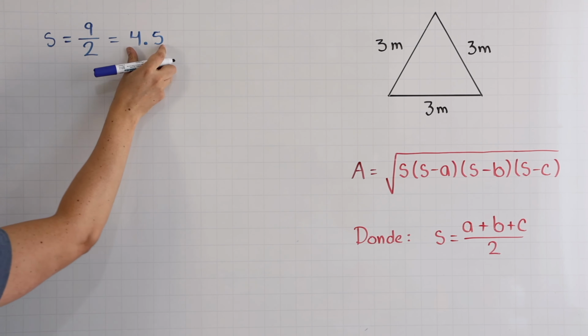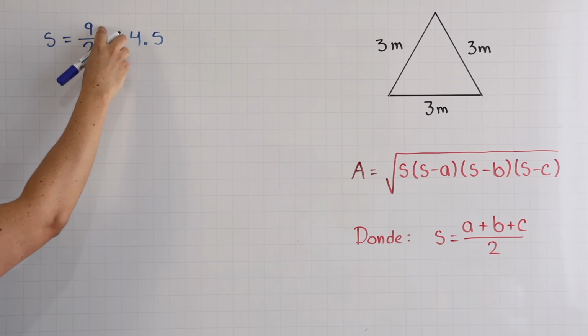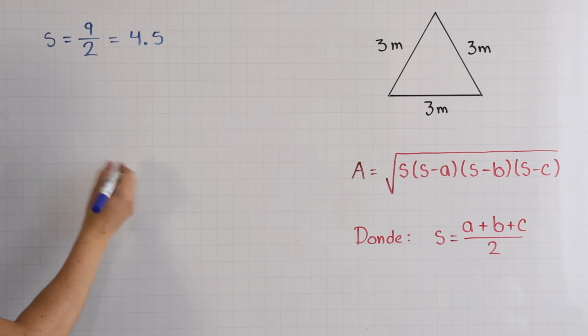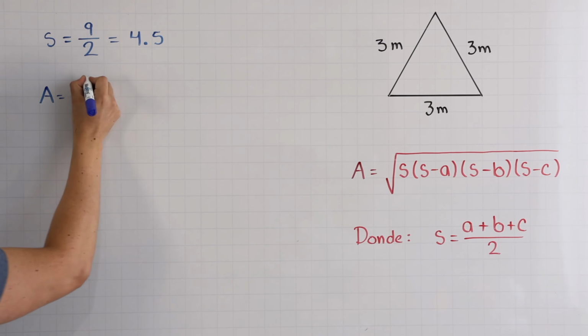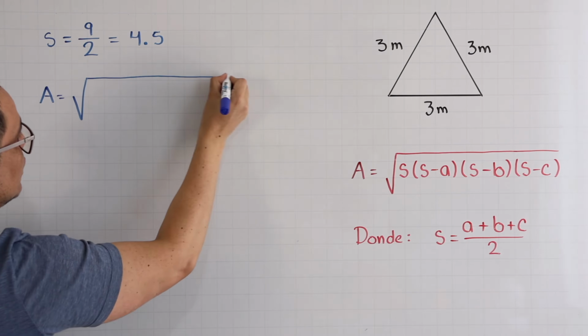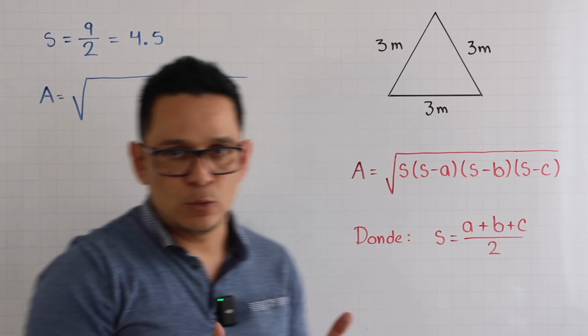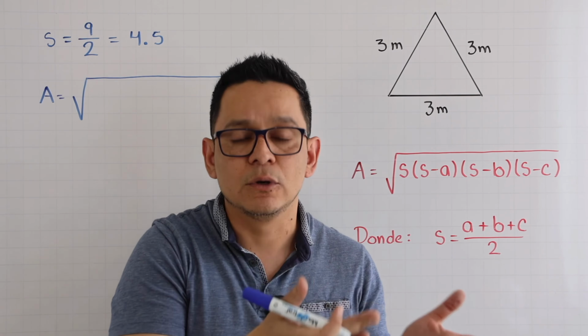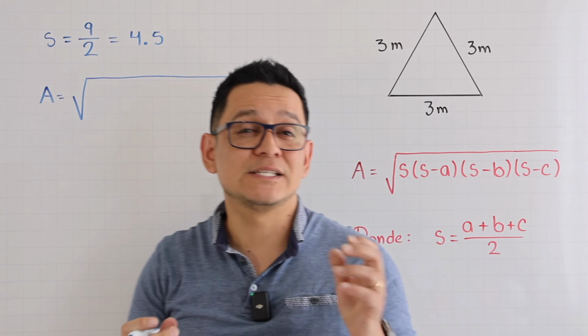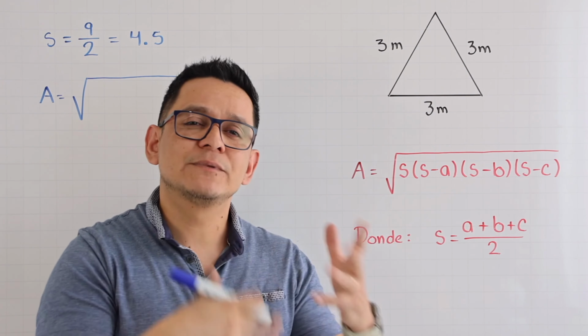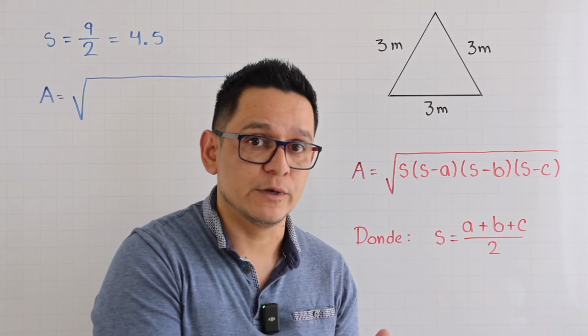I'm going to leave it as 4.5 for now. But we agree that it would be the same as writing 9 over 2. Now let's substitute directly into the area formula. Look, right now when I write the area formula, I could just use the calculator and do the calculation. But for this video, I need to give you the exact result. So for that reason, I'm going to have to work, sorry, with some numbers. You'll notice it.